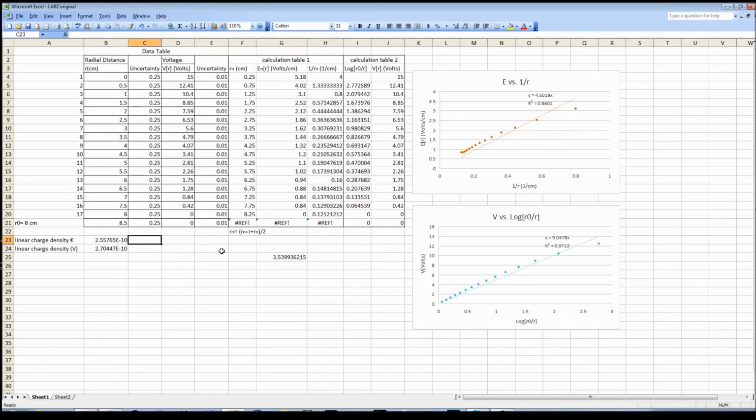Our conclusion is that we believe our hypothesis was true and our experiment a success. We appear to have arrived at the same, or at least similar, linear charge density from two different equations.